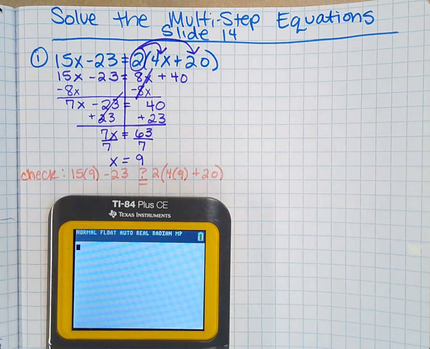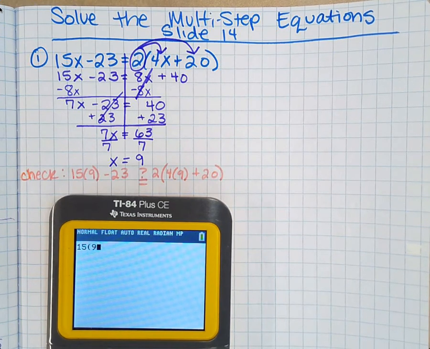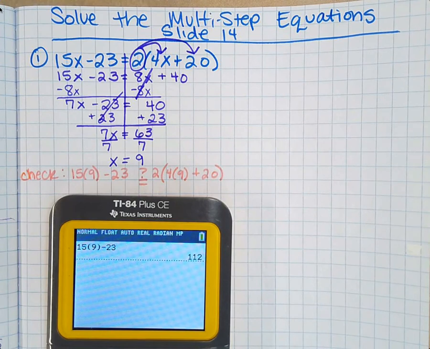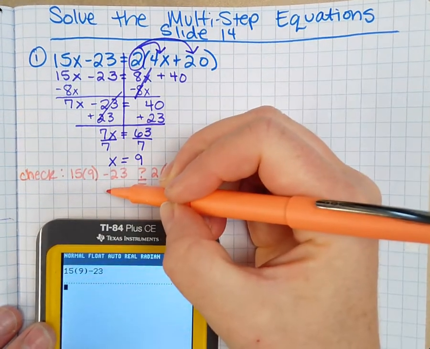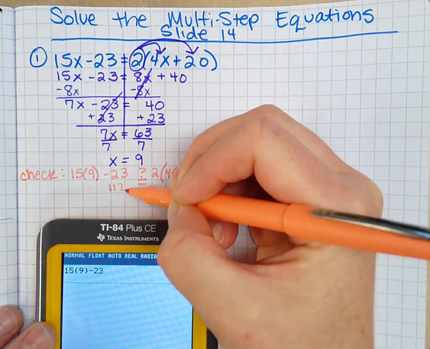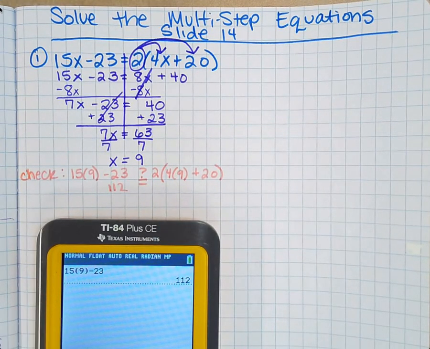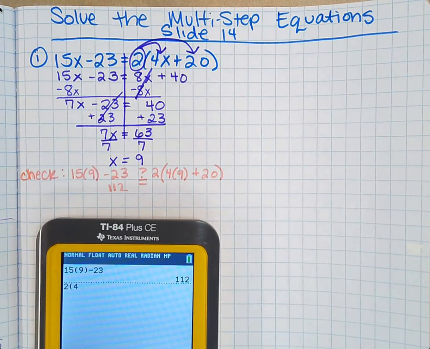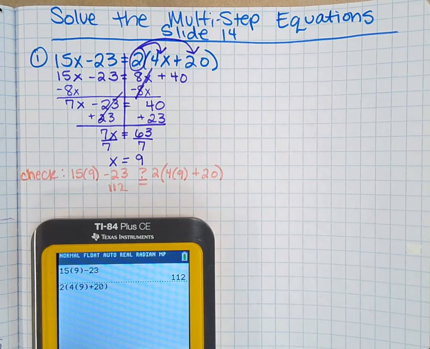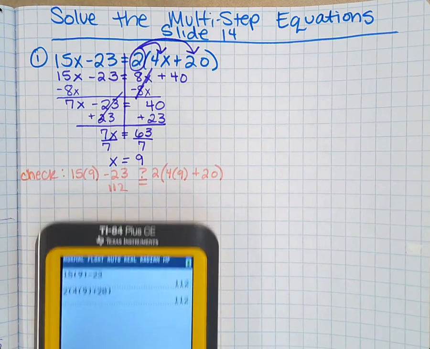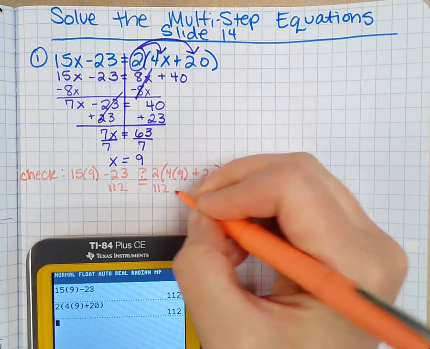So I'm going to do the left side first. So 15 parentheses 9 minus 23. So that's 112. And then do the other side. 2 parentheses, 4 parentheses, 9, plus 20. Close parentheses. 112. So we checked it.